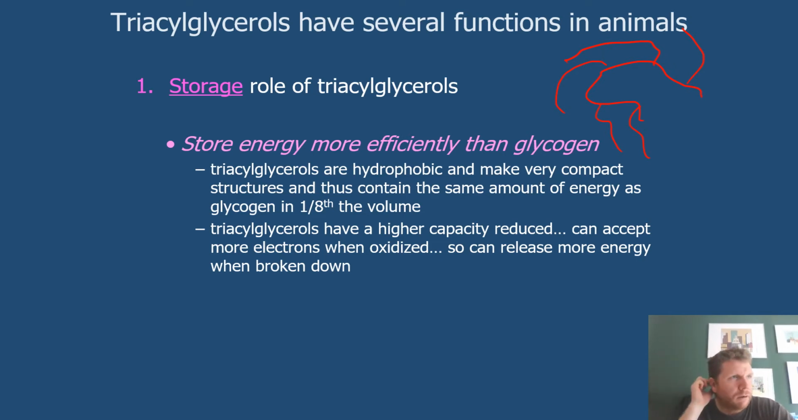They're going to pack all those fatty acids together. So whenever they undergo beta oxidation, you get a lot of energy from those. They're hydrophobic and make very compact structures, and thus contain the same amount of energy as glycogen in about 1/8 of the volume. Triacylglycerols have higher capacity.